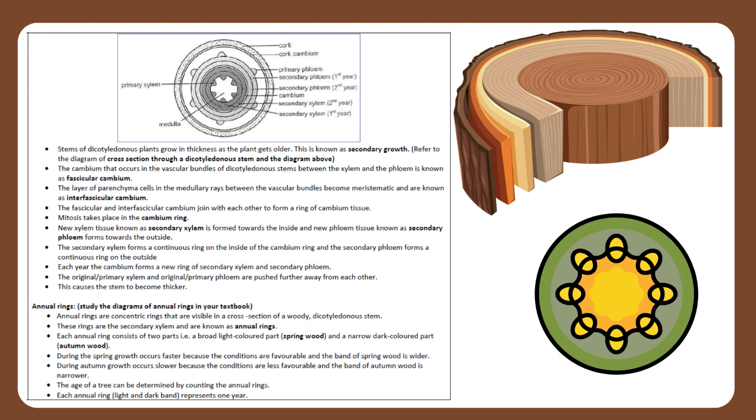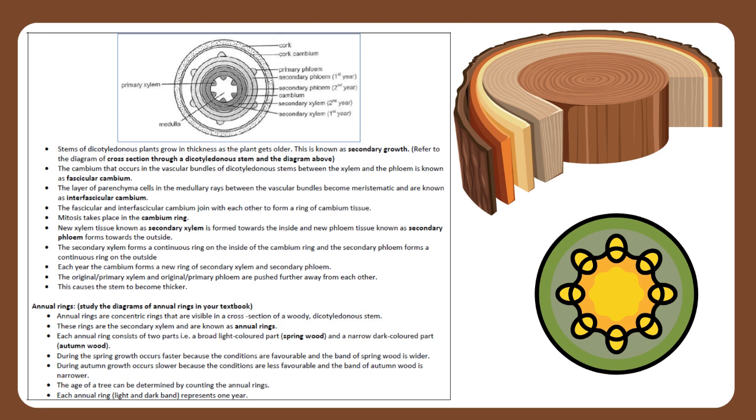Each year, the cambium forms a new ring of secondary xylem and secondary phloem. The original/primary xylem and original/primary phloem are pushed further away from each other. This causes the stem to become thicker. Annual rings. Study the diagrams of annual rings in your textbook. Annual rings are concentric rings that are visible in a cross-section of a woody, dicotyledonous stem.